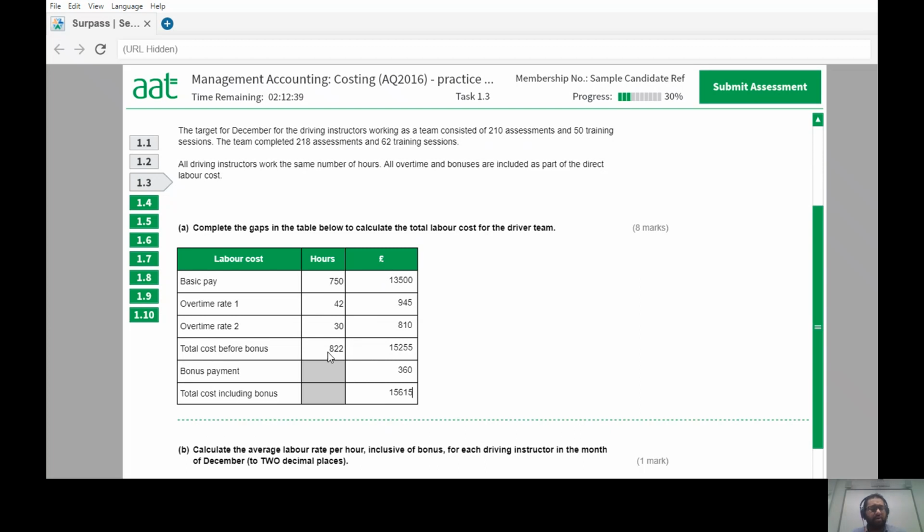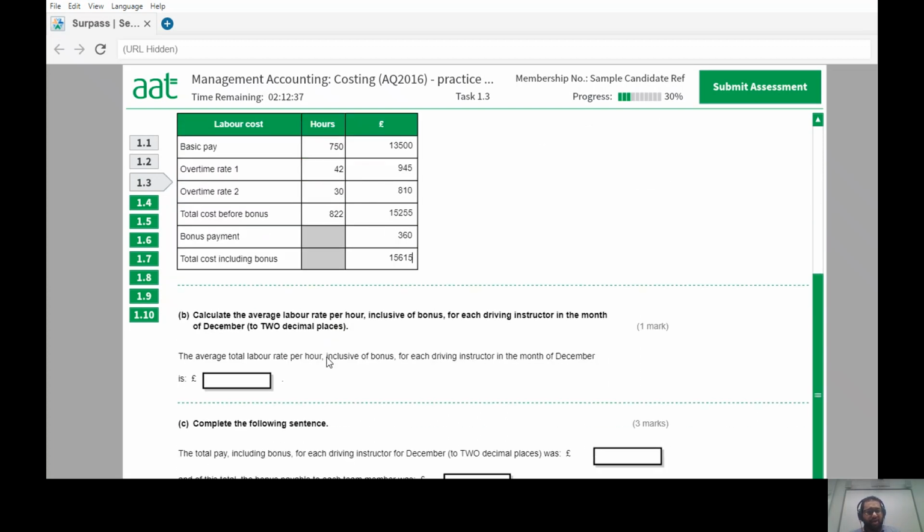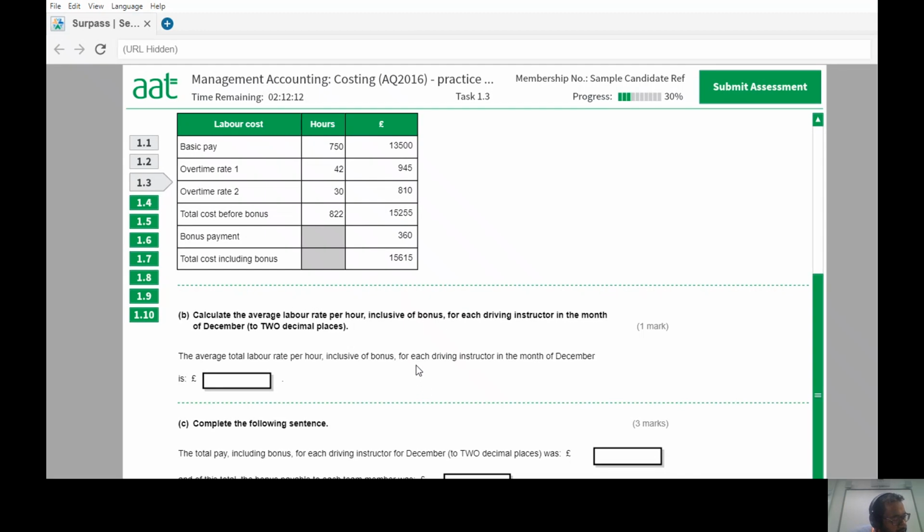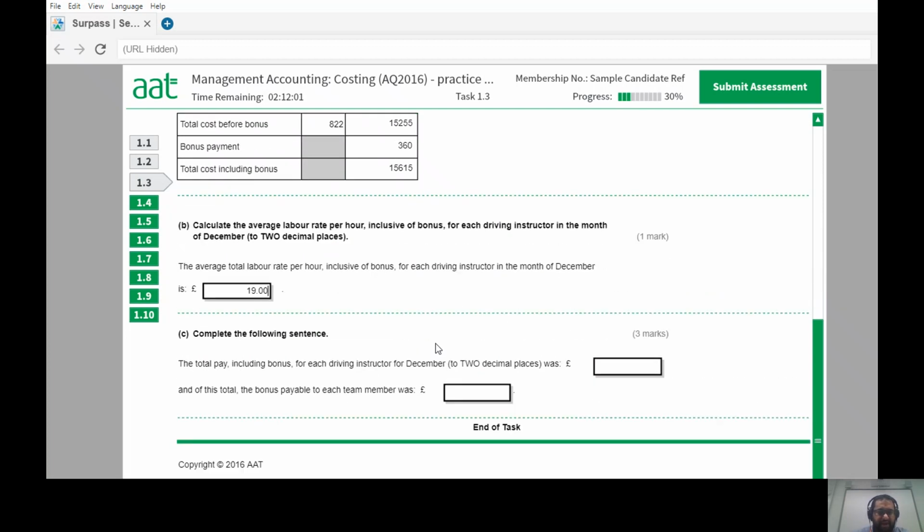According to this, we found the total hours they have worked is 822, and you're going to divide this 15,615 by 822 hours, and that should give me almost £19, because the answer is coming to 18.996350. If you round to 2 decimals, the answer is going to be almost £19. All right, that should be the answer for that.